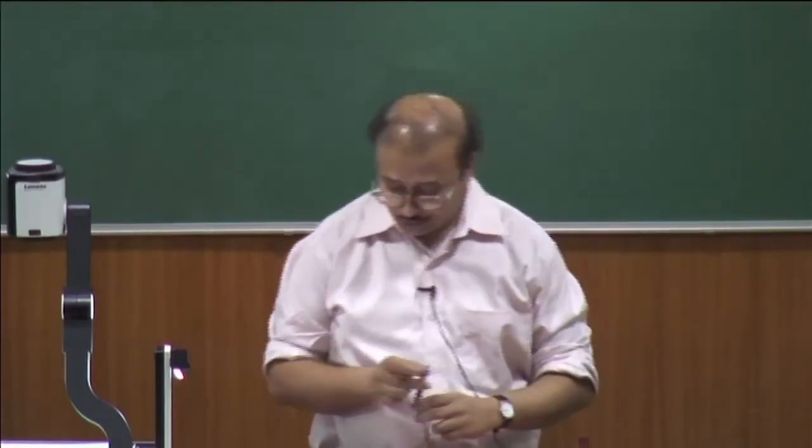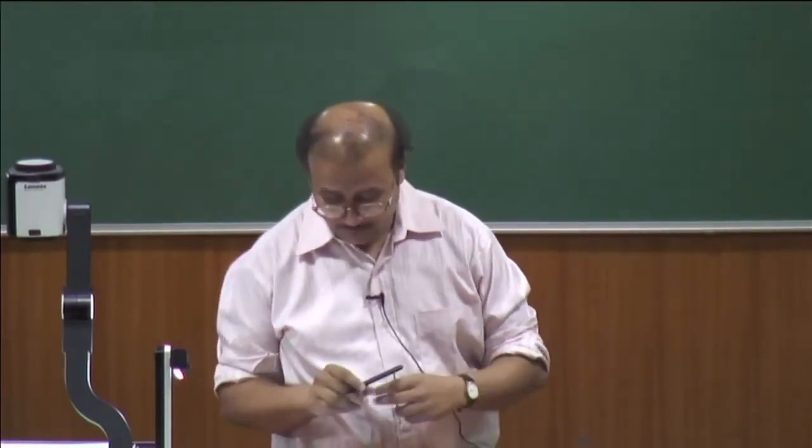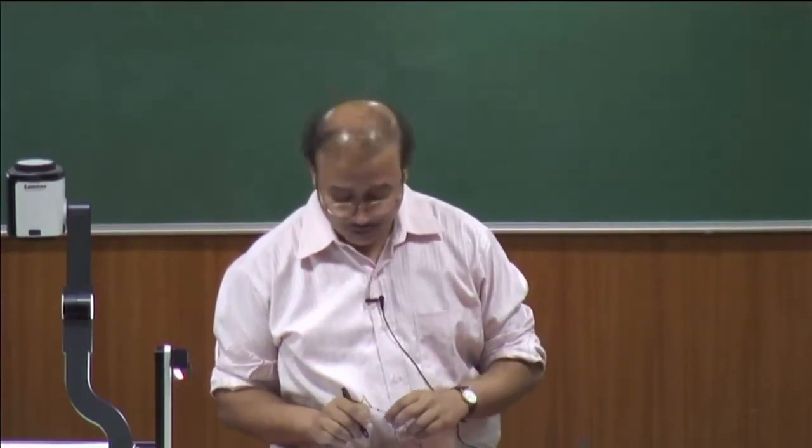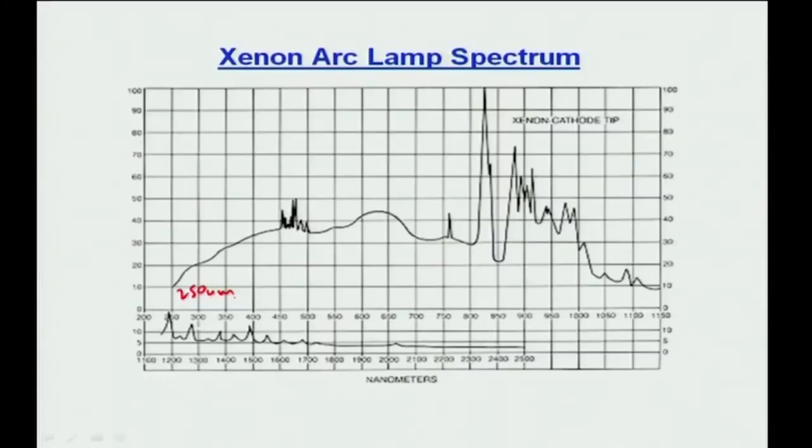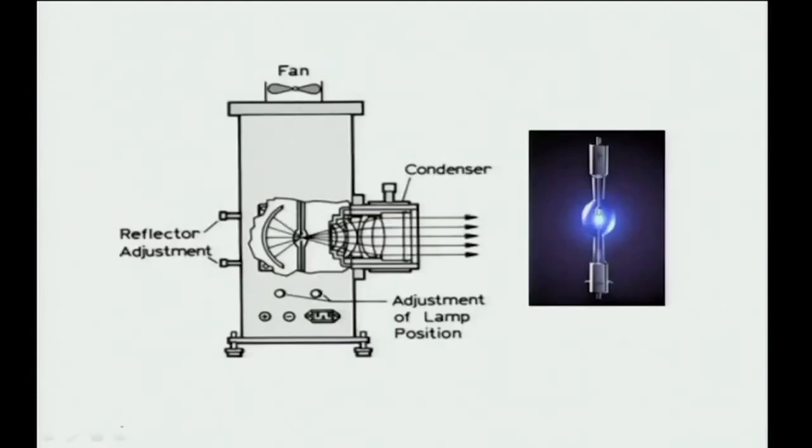Okay? And if some of you have ever done a fluorescence experiment, you would see that there is an instrument calibration that goes on. The fluorometer calibrates itself according to this region of the xenon lamp. Okay. And this is how a xenon lamp typically looks.